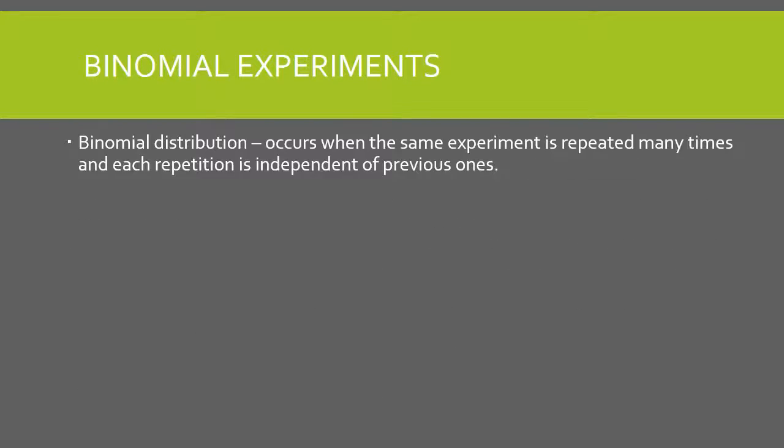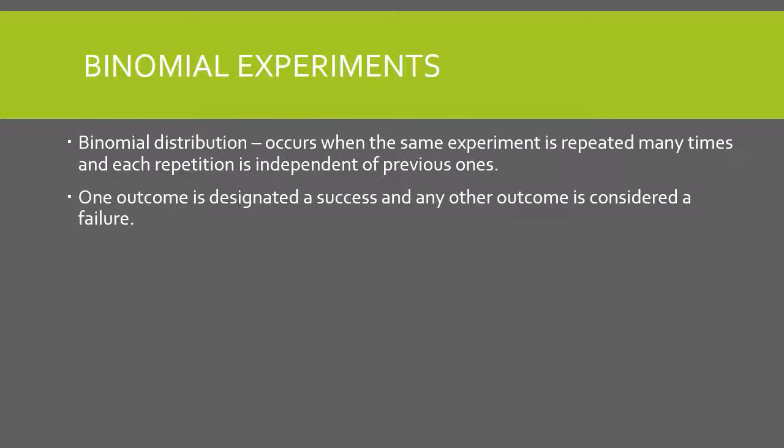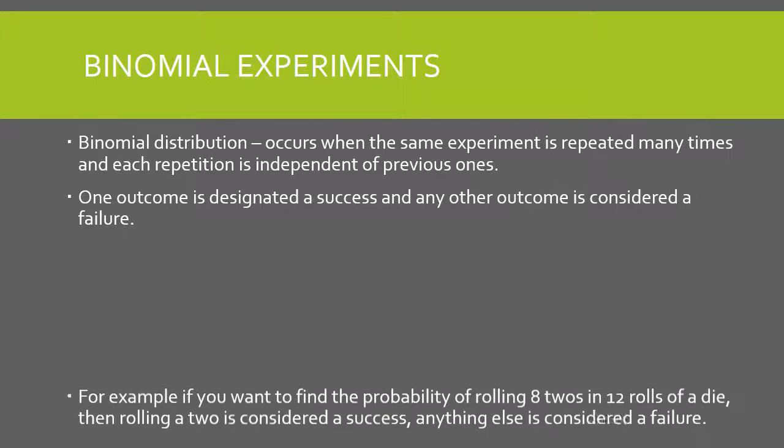Binomial experiments. A binomial distribution occurs when the same experiment is repeated many times and each repetition is independent of previous ones. In other words, this time when I do the experiment, it's not going to be affected by the results of my previous trials. One outcome is designated a success and any other outcome is considered a failure. That means there's only two possible outcomes. You either succeed or you fail. You get what you want or you don't.